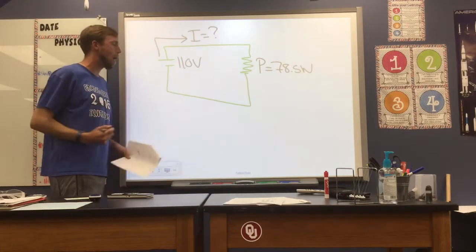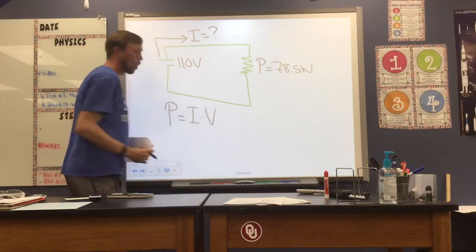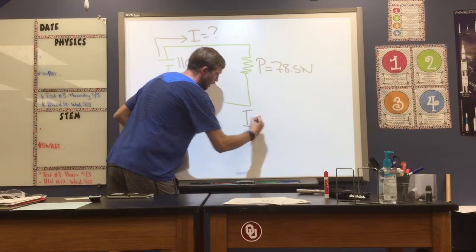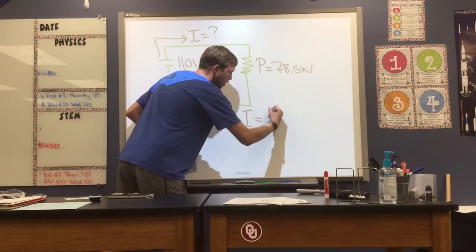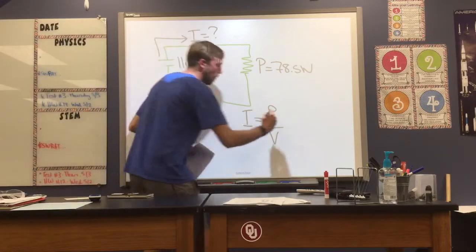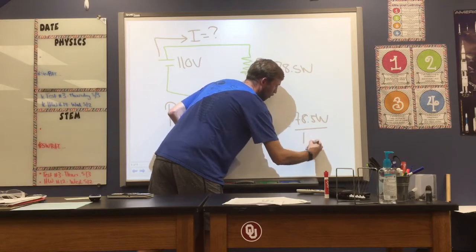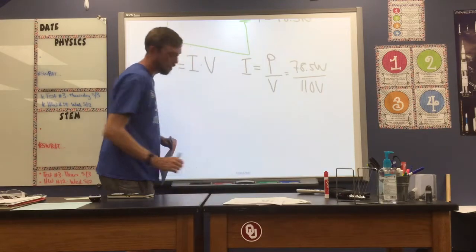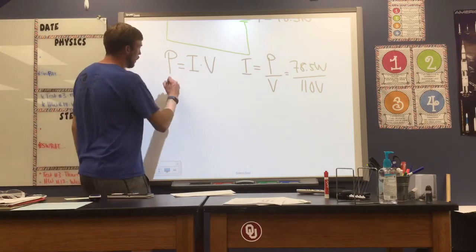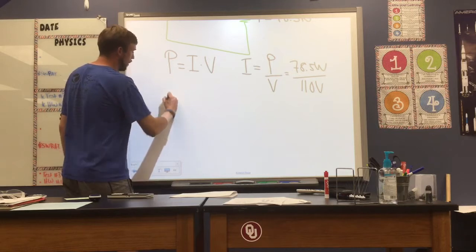And here we can use our power equation, P = IV. So P = IV, I can use this to get current by itself. Current I is equal to, well, divide by V, so power over the voltage. So I'll take our power, 78.5 watts, and divide by our voltage, 110 volts. Now when we do that, 78.5 over 110, we get a current of about 0.713 amps.